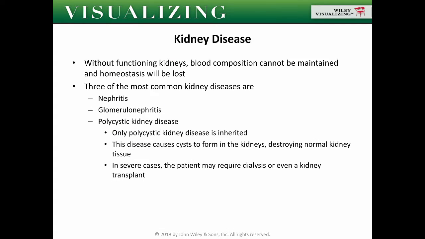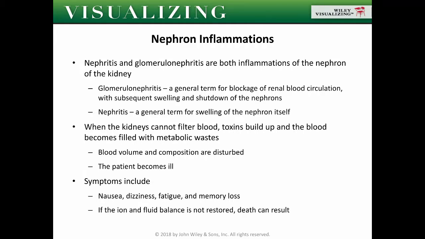So let's look at kidney diseases. Without functioning of the kidneys, blood composition cannot be maintained and homeostasis will be lost. Three of the most common kidney diseases are nephritis, glomerulonephritis, and polycystic kidney disease. Polycystic kidney disease is the only one of the three that is inherited. This disease causes cysts to form in the kidneys and destroy the normal kidney tissue. In severe cases, the patient may require dialysis or even a kidney transplant.